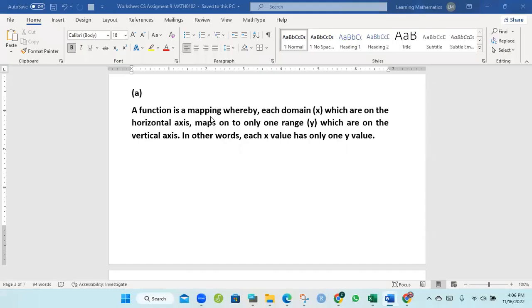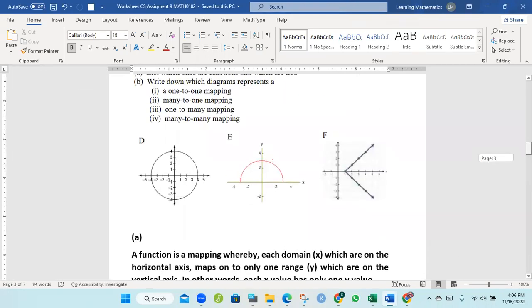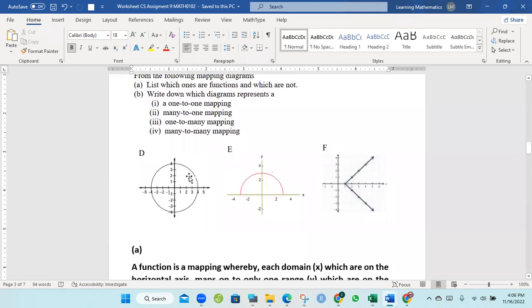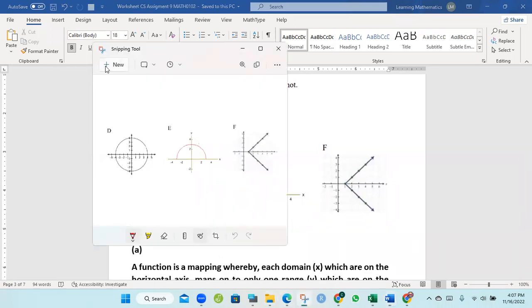A function is a mapping whereby each domain, each x, which are on the horizontal axis, maps onto only one range, which are the y's, which are on the vertical axis. In other words, each x value has only one y value. Okay? So let's start with the D. Let's start with this one to see if this is a function.